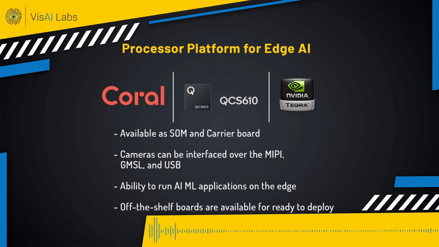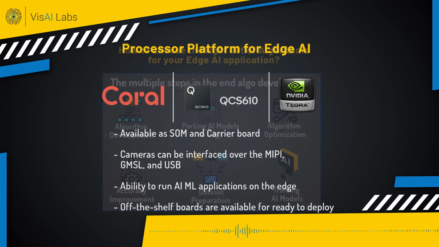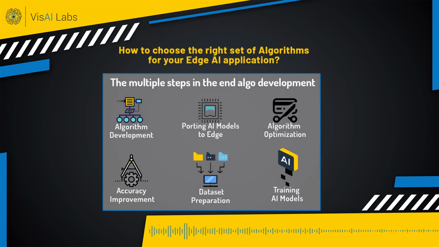So Google calls it TPU, Qualcomm calls it AI Engine, Nvidia calls it GPU, but all of them have the ability to run a full-fledged Edge AI on the edge. Okay, I'm handing over to Sharath, who will take you through the algorithm part.